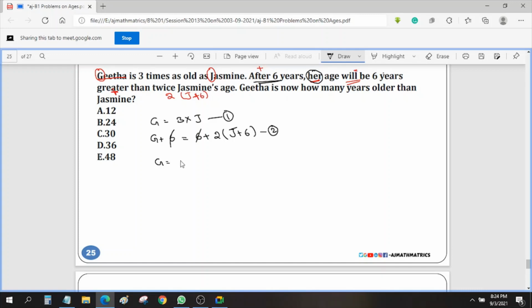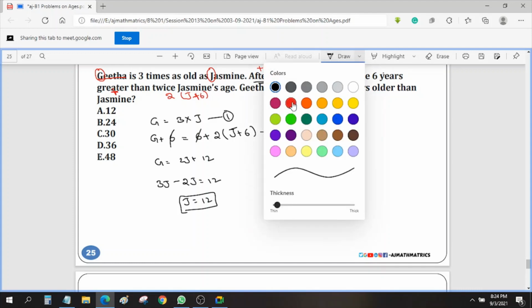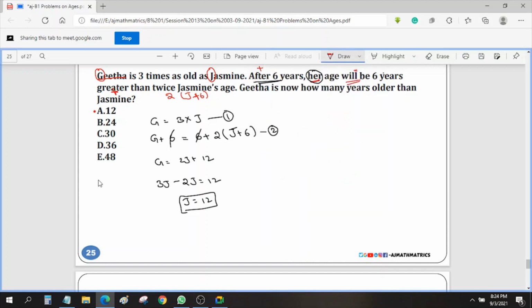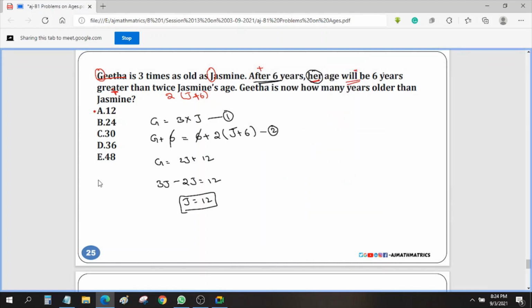G equals 2J plus 12. In place of G I am writing 3J minus 2J equals 12. So J equals 12. If you observe the options here, one of the options itself is 12. Option A is 12. What I told you previously: whatever answers you get in intermediate steps, you will have them in the options also.